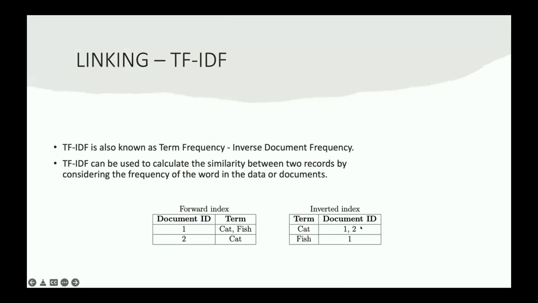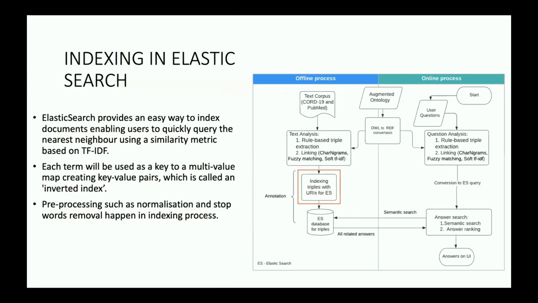So this is how the inverted index is created: terms become the index, and the document ID just becomes maybe the location of that particular word. Then this will be stored in the Elasticsearch database, which will make retrieval of any query answer easy. Pre-processing such as normalization and stop word removal happens in this indexing process.